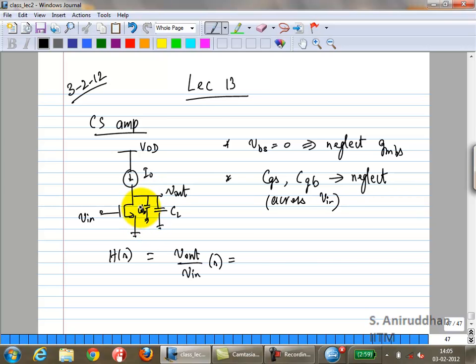CDB. We only neglected CGS and CGD. You are going to have CDB. You are going to have CGD. Okay. Anything else? CSB we can neglect because bulk and source are shorted. Okay, so what do you have? You have one pole and one zero, right?